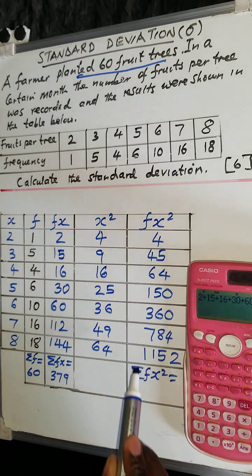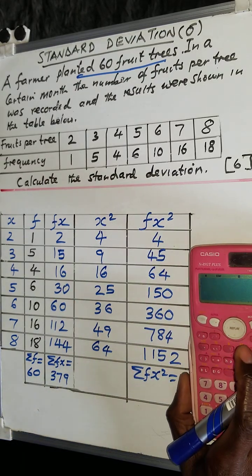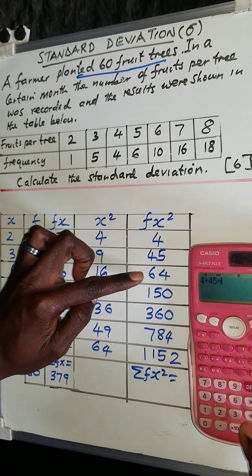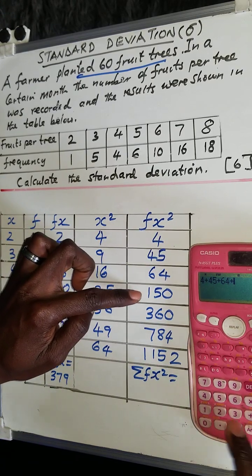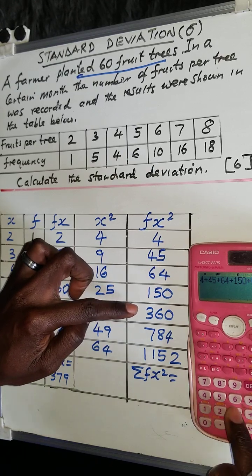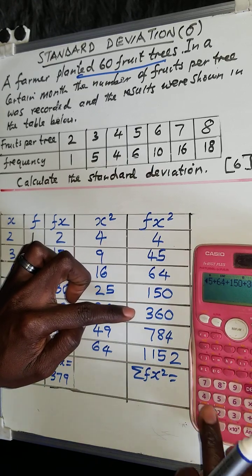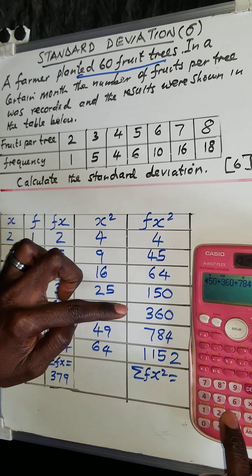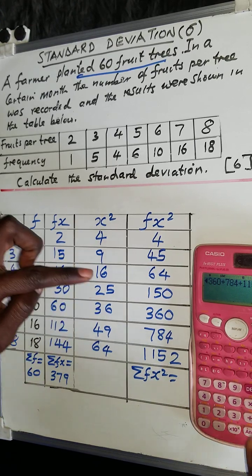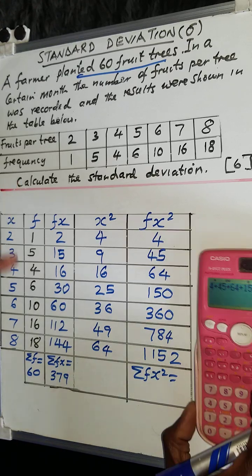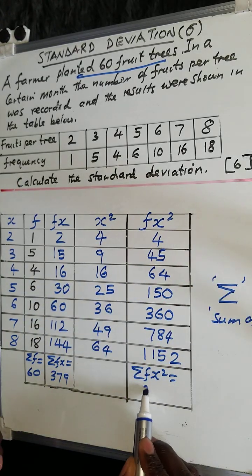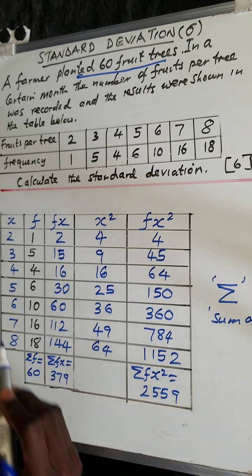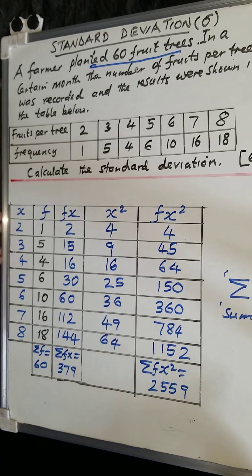Then we go to the last one and add this again. So it will be 4 plus 45 plus 64 plus 150 plus 360 plus 784 plus 1152, so we say equals. That is going to give us 2559. So once you get this, this is what you needed to have. I hope you have followed me.